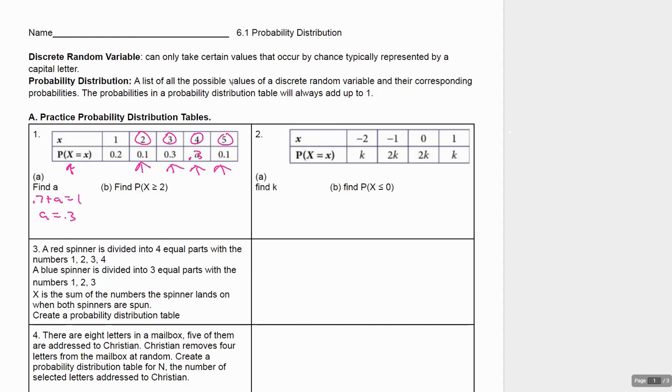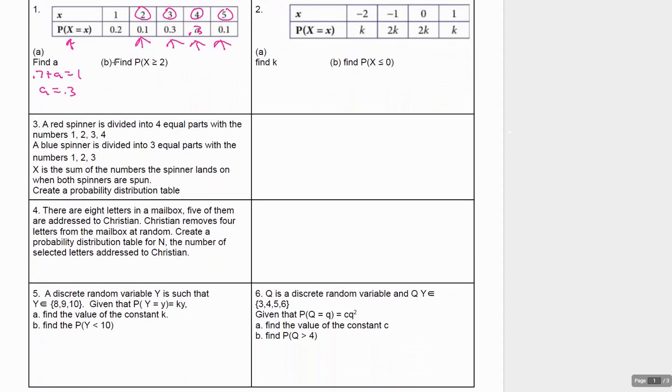Yeah, I think I got 1 and 2. What about 3 and 4 and the ones after that? So in 3 and 4, we have to actually build the probability distribution table. So here we've got a spinner and it's got 4 parts, numbers 1, 2, 3, and 4, and a blue spinner, 3 parts, 1, 2, and 3. And the sum of the numbers are going to be my random variable. So the first thing I'm going to do is figure out what those are. How would I figure that out? So you'd have to make a good chart and see what the sums are.